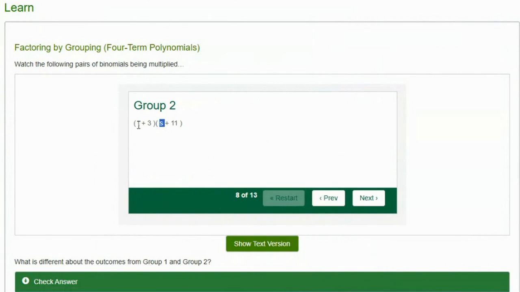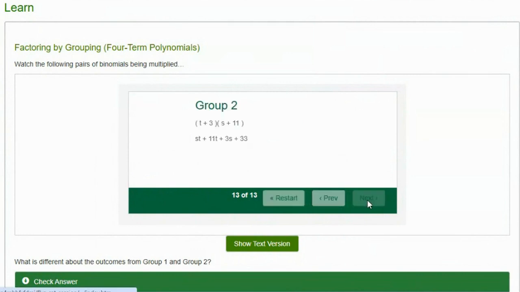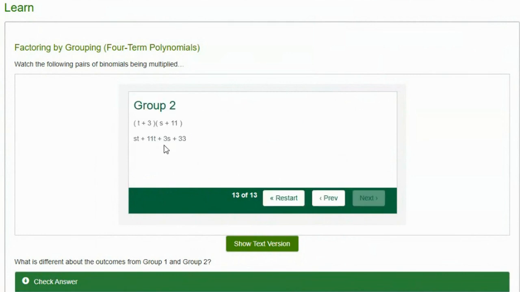We've changed it to 2 different variables. So we do the same multiplication. T times s is st. T times 11 is 11t. Now when we distribute the 3, we've got plus 3s and 33. So this is a little different because we changed it to 2 different variables. The second binomial has a different variable. So now when we look at this, there are no like terms. We cannot combine anything. So we end up with just st plus 11t plus 3s plus 33.